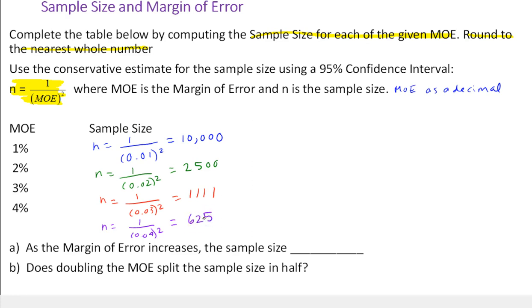Okay. And now let's look at some patterns. Notice as the margin of error increases, the sample size decreases. As we have less precision, because remember larger margins of error have less precision than smaller ones, you need a smaller sample size. So as the margin of error increases, moving down in the margin of error column, we see they increase. The sample size, if we look down this column, decreases.